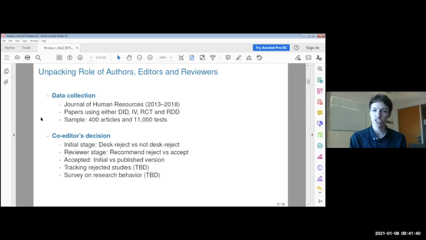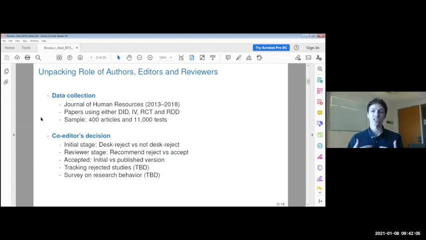Does he reject or send to reviewers? We're going to be looking at the distribution of tests at that stage. Then we're going to move to the reviewer stage. For papers that are not rejected, we're going to look at: did the reviewers like it or not? Did they really love it, or did they just say weak R&R? And we're going to be comparing these different decisions, looking at the distribution of tests.